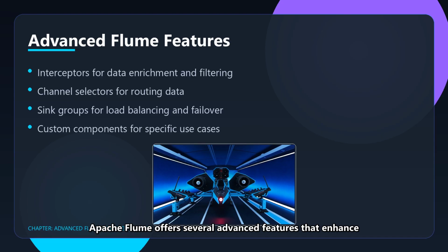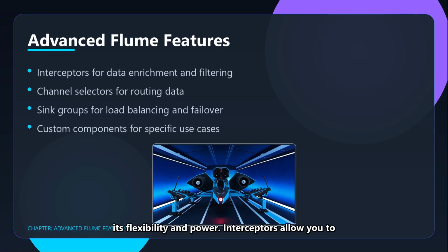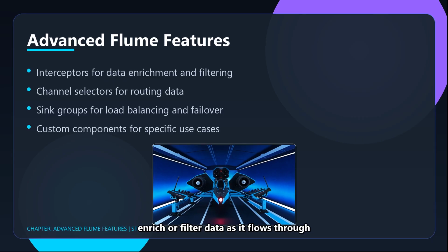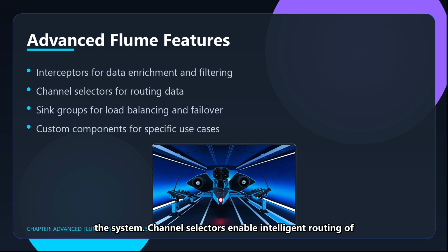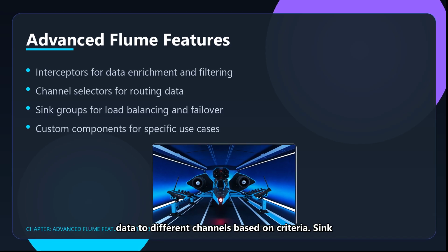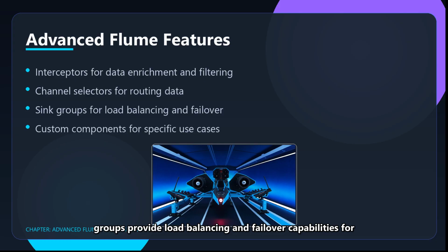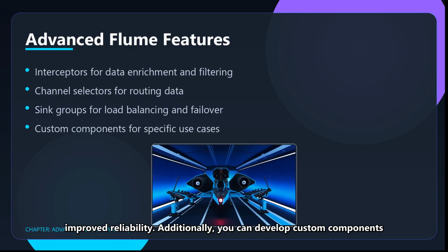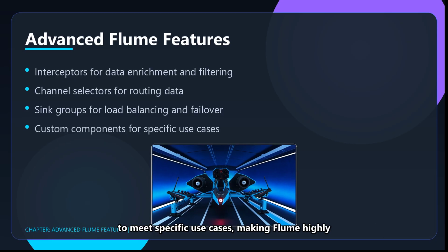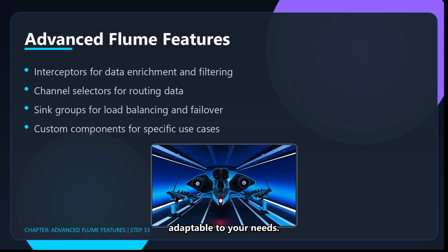Apache Flume offers several advanced features that enhance its flexibility and power. Interceptors allow you to enrich or filter data as it flows through the system. Channel selectors enable intelligent routing of data to different channels based on criteria. Sync groups provide load balancing and failover capabilities for improved reliability. Additionally, you can develop custom components to meet specific use cases, making Flume highly adaptable to your needs.